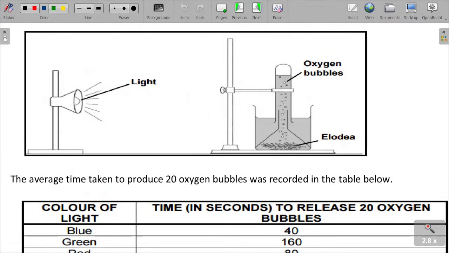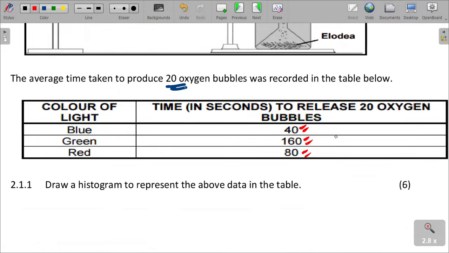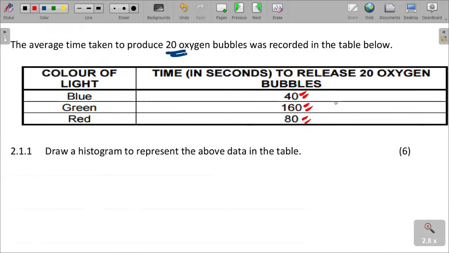So we are given here that oxygen bubbles are released by the Elodea plant. The average time taken to produce 20 oxygen bubbles was recorded in the table below: time in seconds to release the 20 oxygen bubbles. In blue, we have got 40 seconds, and 160 and 80 seconds are given here. So the question is saying draw a histogram to represent the data that is in the table above.